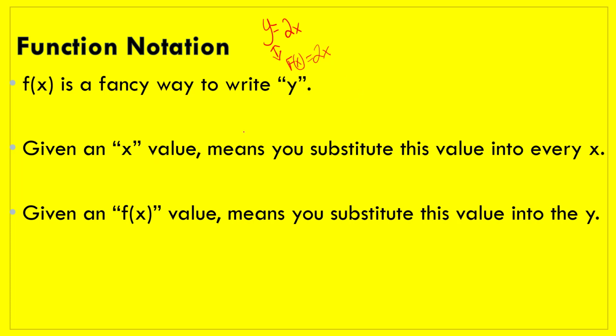So given an x value means that you substitute this value into every x. If you're given an f of x value, it will mean that you substitute this value in for every y. So if we're given an x value, it would be something like x equals 4. Well, we would come up into our graph here and we would replace the x with 4. So f of x equals 2x is the same thing as saying f of 4 is equal to 2 times 4. Well, 2 times 4 is 8, so f of 4 is equal to 8.